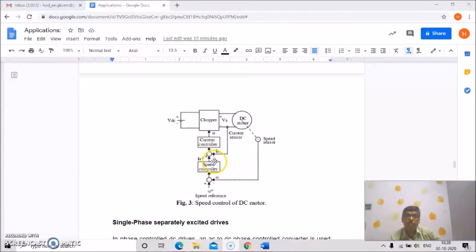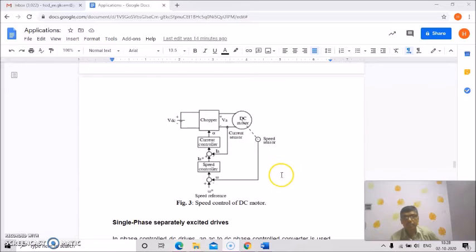So this armature current portion will be the error signal given to the current controller, and that will give you the required delay angle, so the firing angle for the chopper circuit. So that is thyristors. Okay. So basically, this is the speed control diagram of a DC motor.